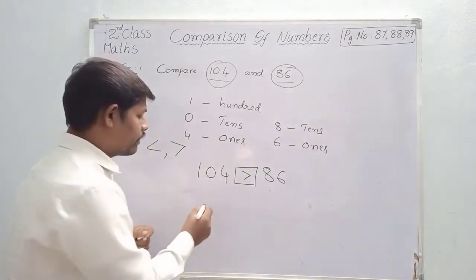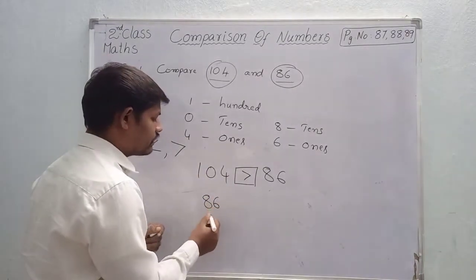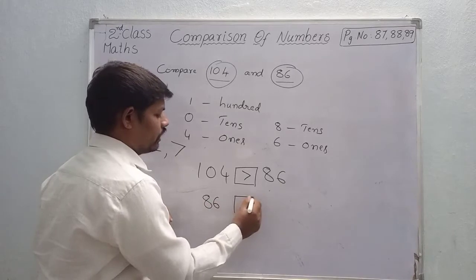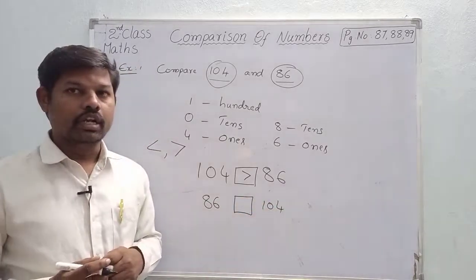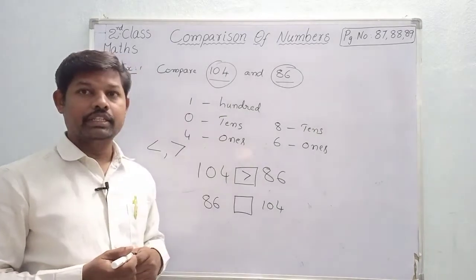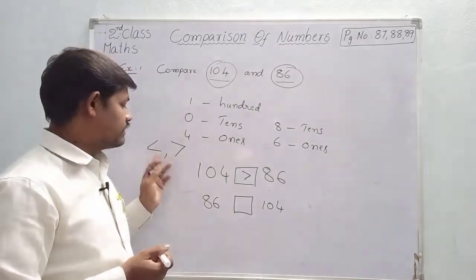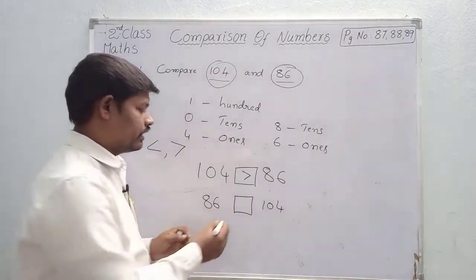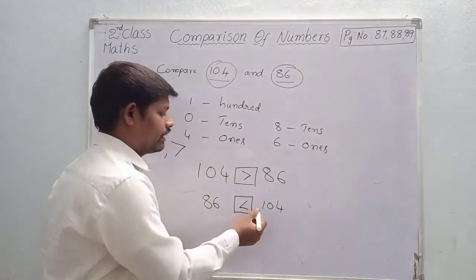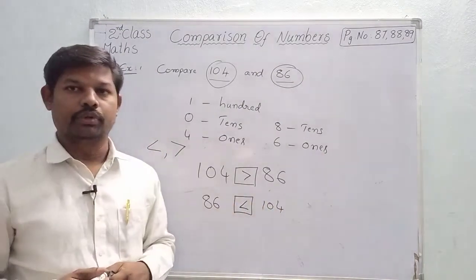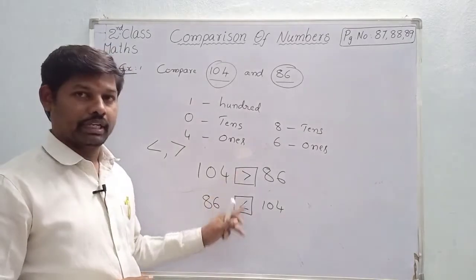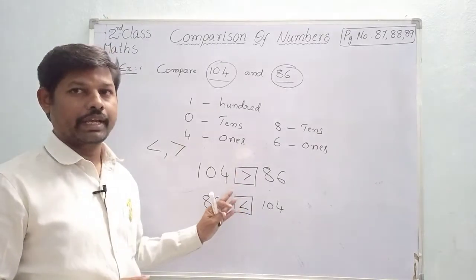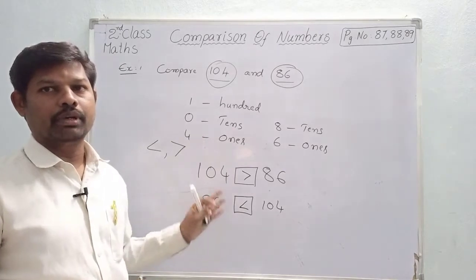For example, 86 is on the left side and 104 is on the right side. Now which symbol do we have to write? Less than symbol. 86 is less than 104. So like that you can write with the symbols. We can represent numbers. So this is example 1.